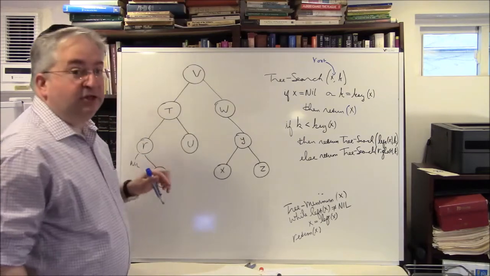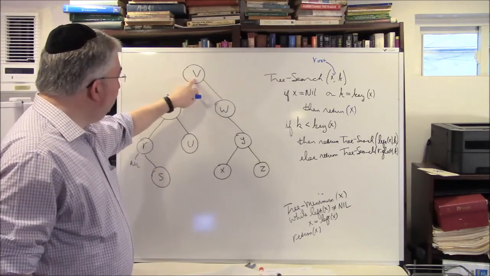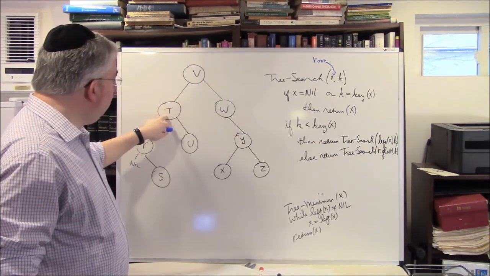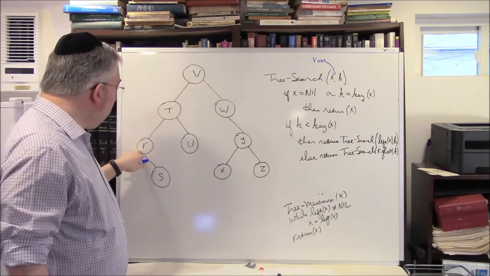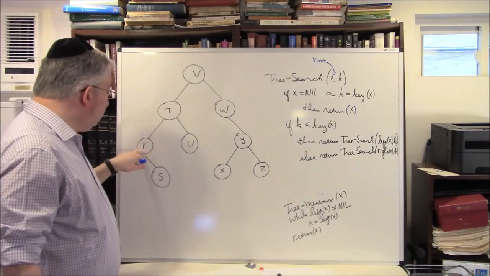Great. Let's say you're looking for P, the letter P. So P is less than V, so you go here. P is less than V, so you go here. P is less than R. P is less than T, so you go here. P is less than R, so you go here.